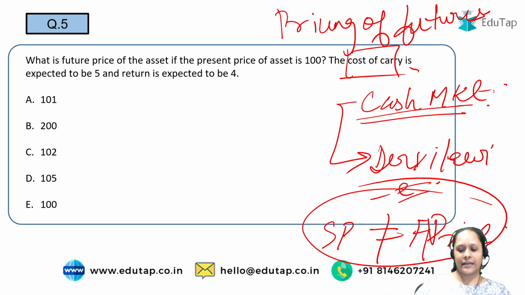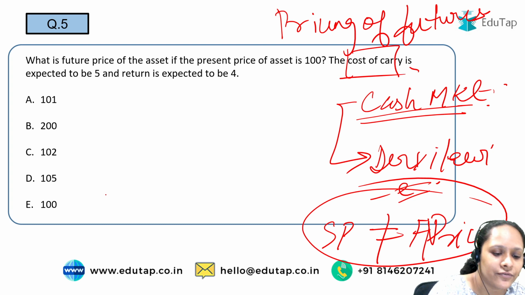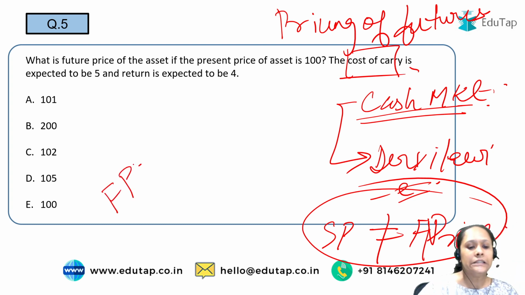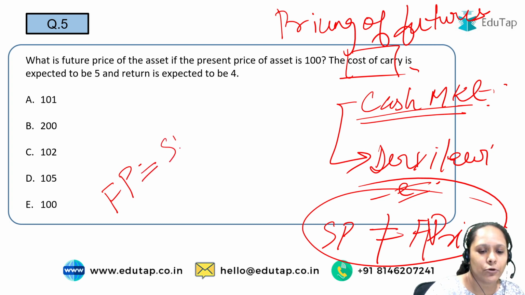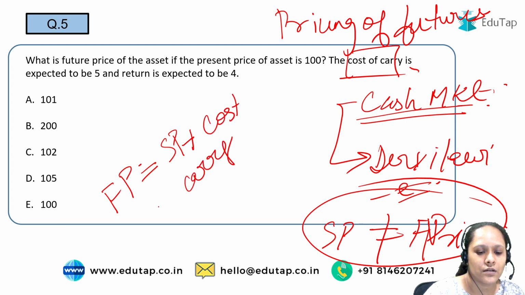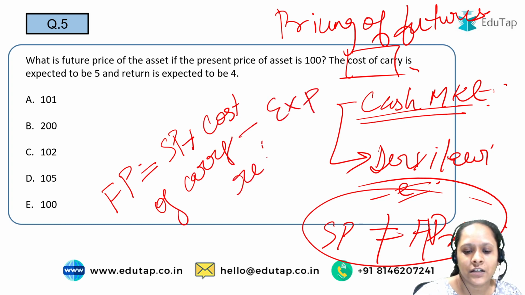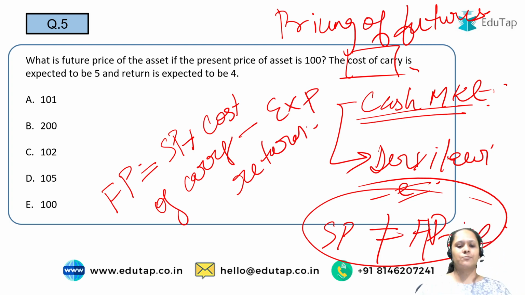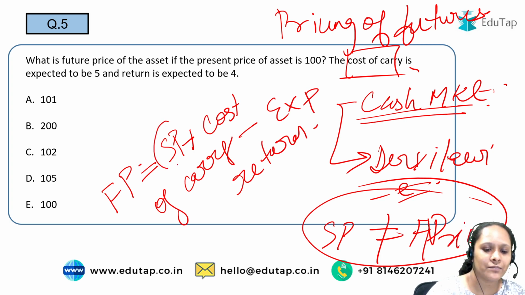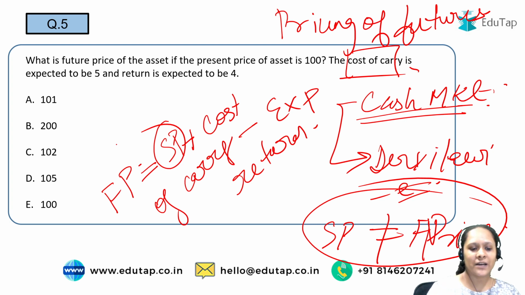कॉस्ट ऑफ कैरी क्या है ना, यहाँ पे सिंपली द फ्यूचर प्राइस ऑफ द कॉन्ट्रैक्ट इज कैलकुलेटेड बाय इक्वेटिंग स्पॉट प्राइस प्लस द कॉस्ट ऑफ कैरी माइनस द एक्सपेक्टेड रिटर्न. एक एक टर्म्स को समझेंगे. स्पॉट प्राइस क्या है? जो करेंटली मार्केट में प्रिवेलिंग है. व्हाट इज द करंट प्राइस? दैट इज 100. ठीक है, अब कॉस्ट ऑफ कैरी क्या होता है ना?